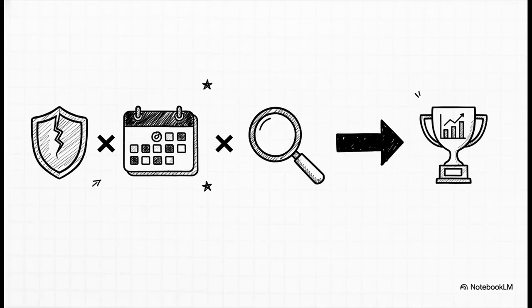So this is the formula to remember. RPN is severity times occurrence times detectability. And that last part, detectability, is the secret sauce. It's what makes FMEA so incredibly useful. It pushes you past just thinking about what could fail and forces you to ask the really important question, would we even see it coming?